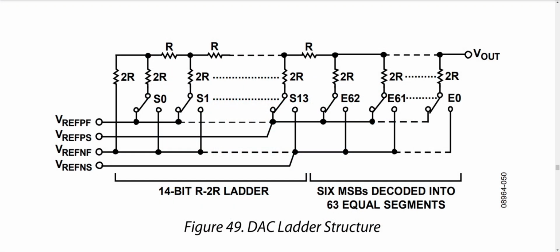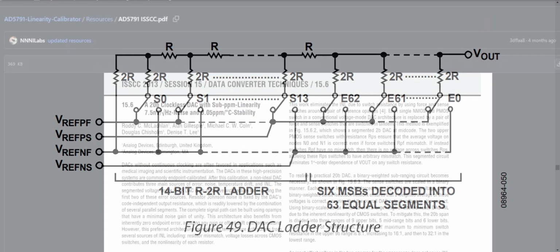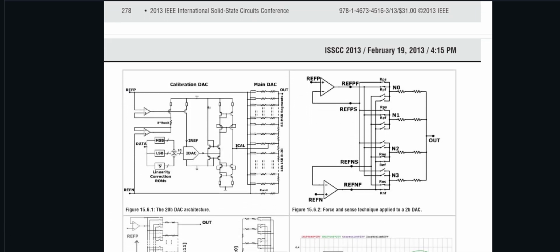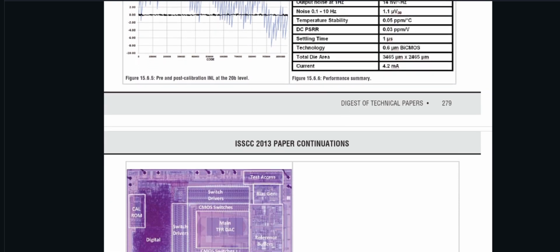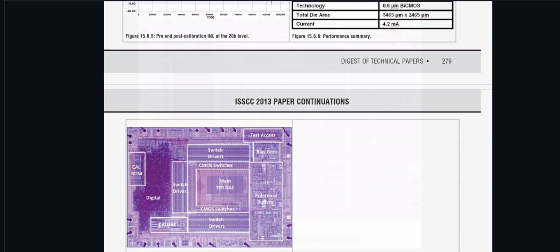The AD5791 has another trick up its sleeve. Since INL is affected to a larger extent by the resistors that make up the more significant bits, the upper 6 MSBs are implemented as 64 equal value resistors. This reduces INL error by roughly n over 64, compared to just n for an R2R ladder with equal resolution. This ISSCC paper, published by the AD5791's creators, goes into more detail about the complexity required to achieve incredibly low INL. The paper can be found in the GitHub repository for this project, linked in the description.